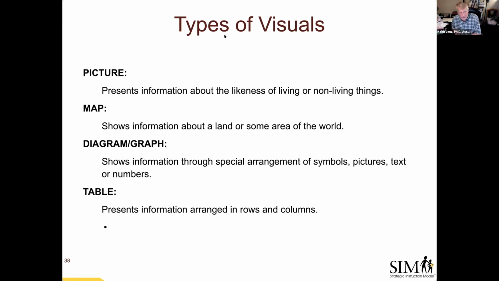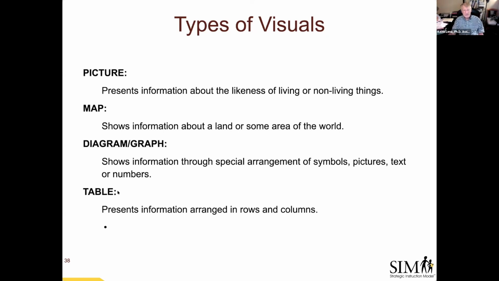So these are the types of visuals. Older students might know these really well. Younger students might need more instruction. A picture presents information about the likeness of living or non-living things. A map shows information about a land or some area of the world. A diagram or graph: we put a lot of visuals under this category because it's all the different kinds of graphs, bar graphs, charts, organizers, those kinds of things. It shows information through special arrangement of symbols, pictures, text, or numbers.